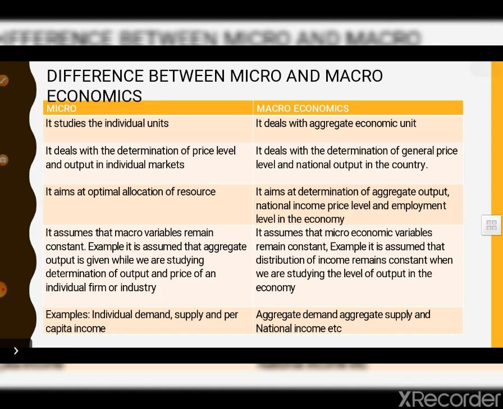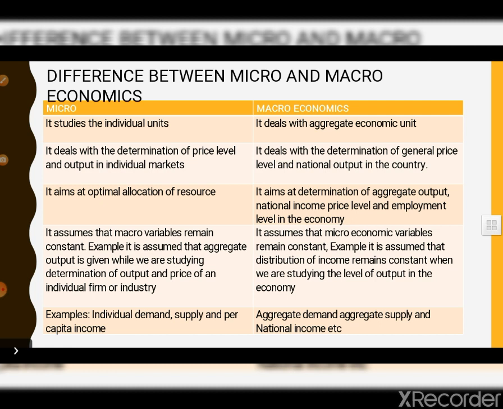Now, what are the differences between micro and macroeconomics? Micro, as we know, studies individual units like an individual consumer, an individual producer, and an individual firm. But macroeconomics deals with aggregate economic units. Microeconomics deals with the determination of price level and output. Determination of price level means that by the forces of demand and supply, the prices are determined in the market. But macroeconomics deals with the determination of the general price level and national output in the country. Micro aims at optimal allocation of resources, but macro aims at determination of aggregate output.